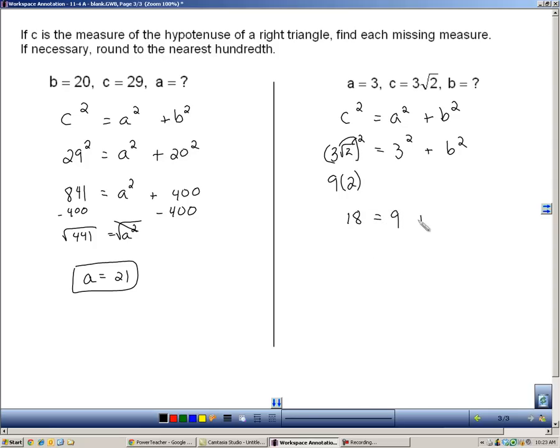3 squared is 9, and that plus B squared. Now I'm going to subtract 9. So 9 equals B squared. Take the square root of both sides to isolate B, cancel those out. So B equals the square root of 9, which is 3.